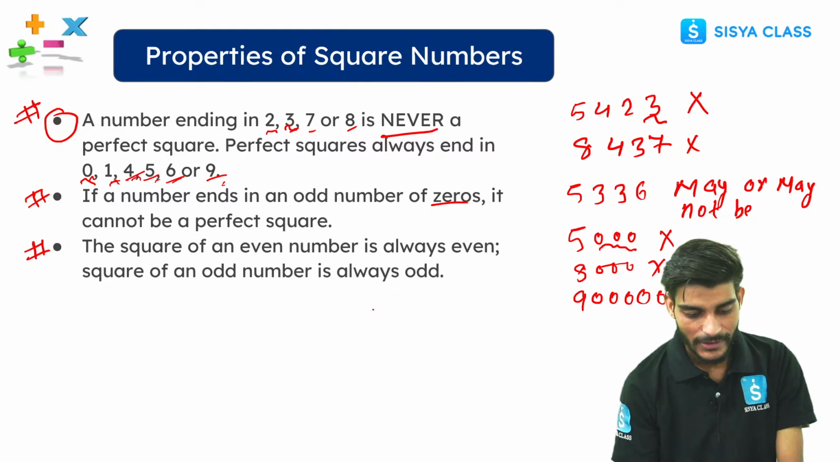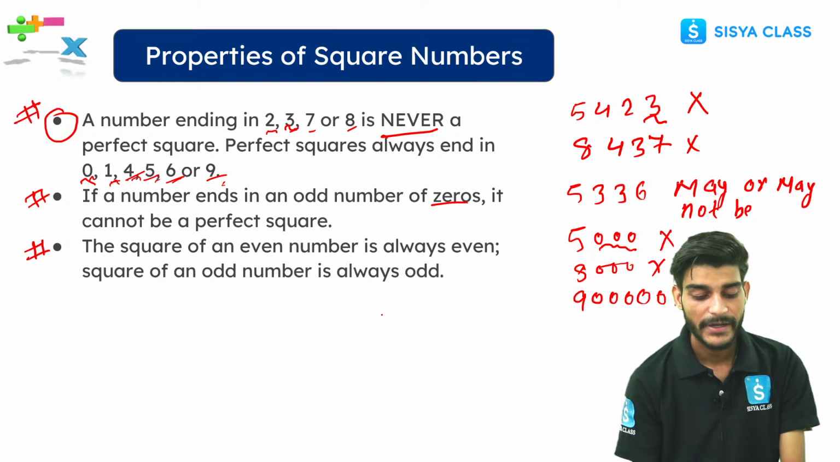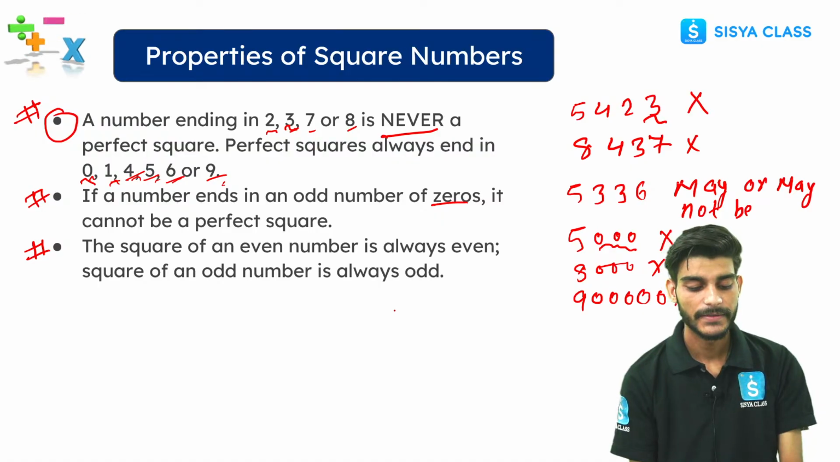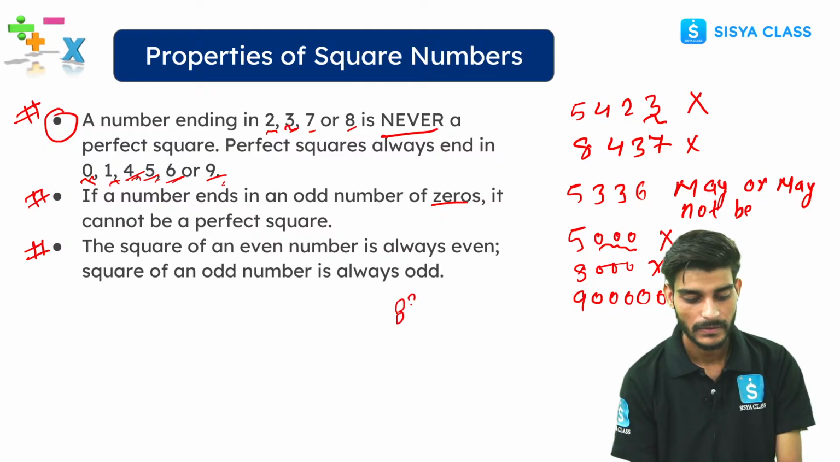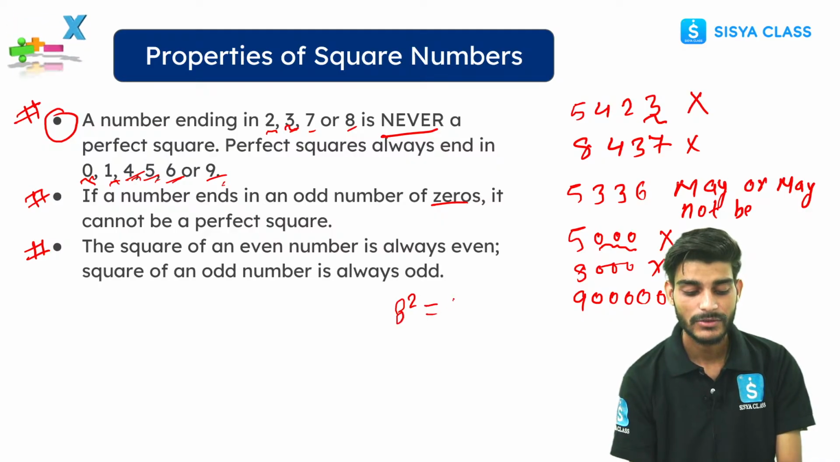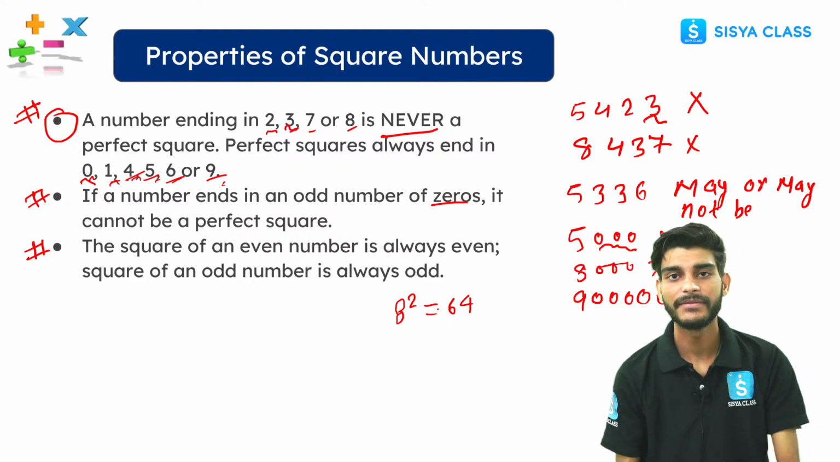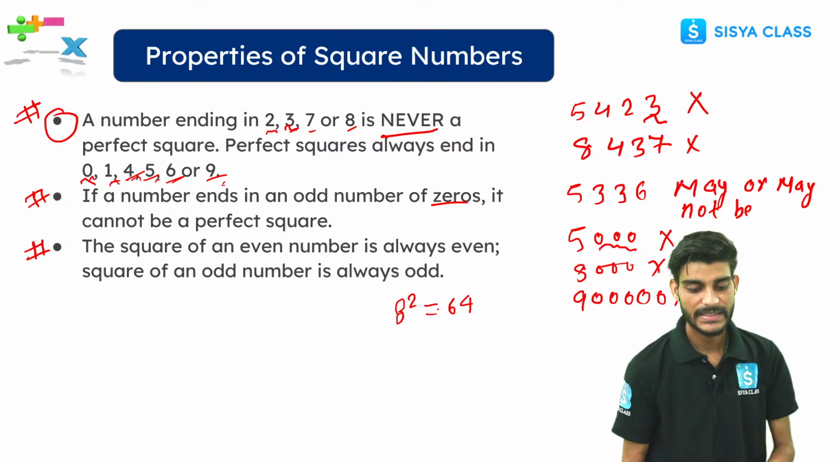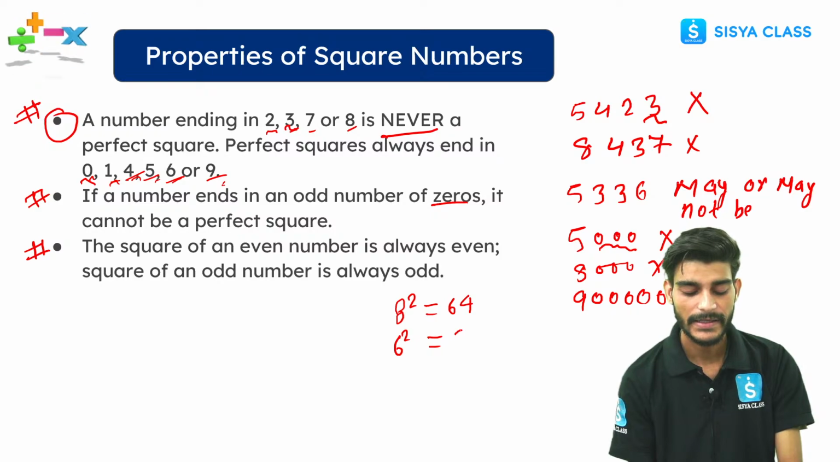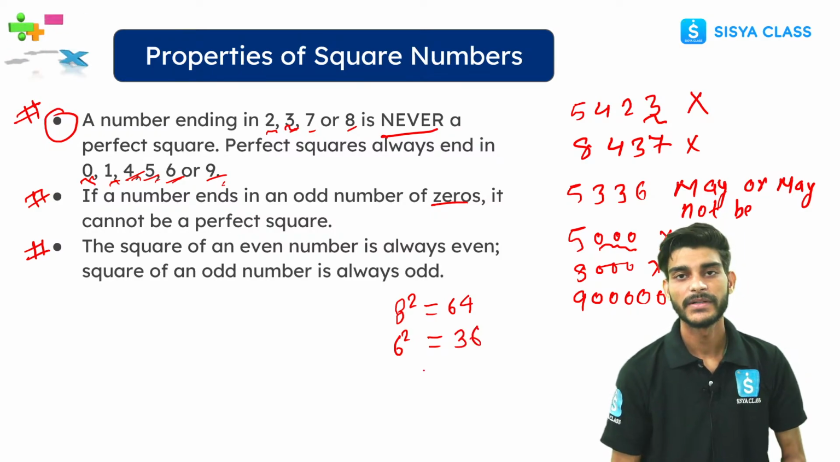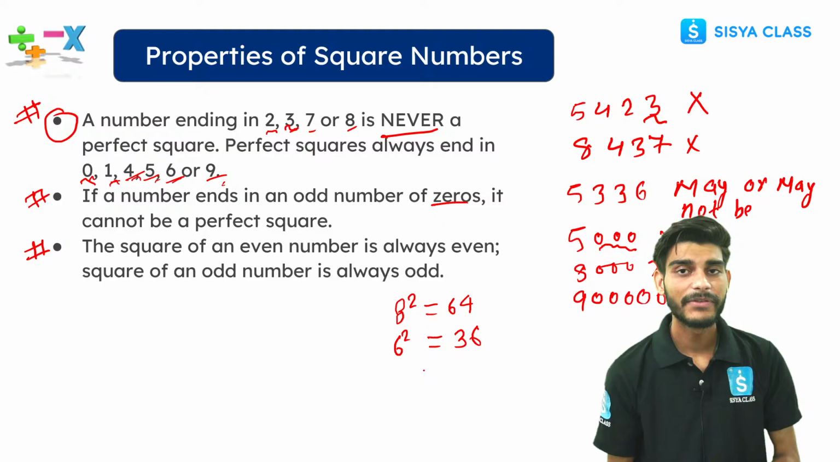What is the meaning? Let us suppose we have an even number. An even number is a number which is divisible by 2, right? Let us suppose 8 square. 8 is an even number. So what is 8 square? 8 square is 64. Is 64 an even number? Yes sir, 64 is an even number. So 8 is an even number and its square is an even number. What about 6 square? 6 square is 36. So 6 is an even number, 36 is an even number. So the square of every even number is an even number.